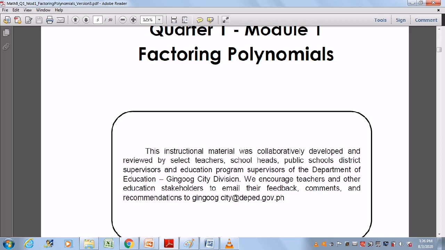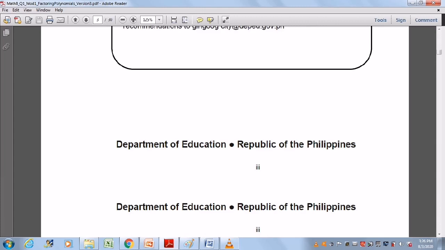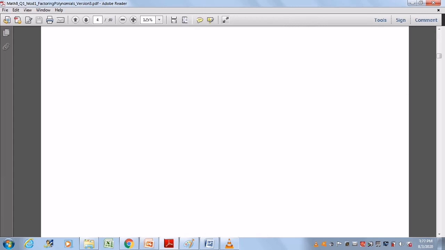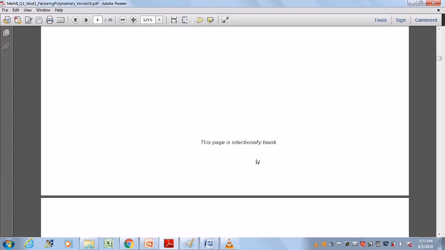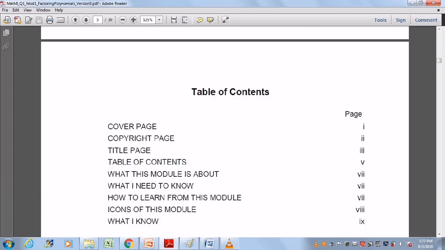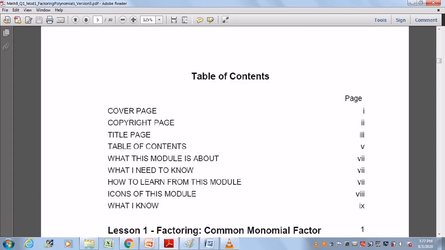I would like to share kung ano po yung nilalaman ng isang modules. Ayan, but most probably ma-ensure natin dito yung quality kasi ay nag-undergo siya ng review and revision for how many times. So, sobrang daming revision yung ginawa din. Ayan. And then yung fourth page ay blank lang yan. And you have here the table of contents na pinakita ko kanina. And yung what this module is about, what I need to know, how to learn from this module.